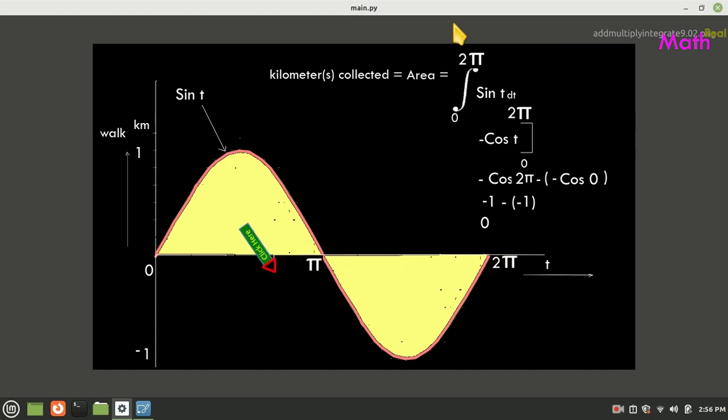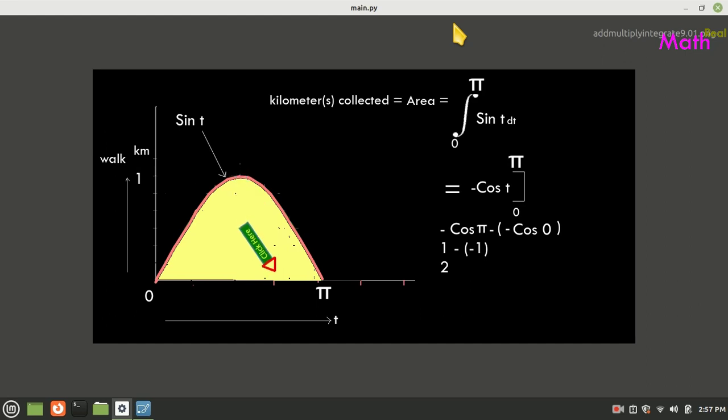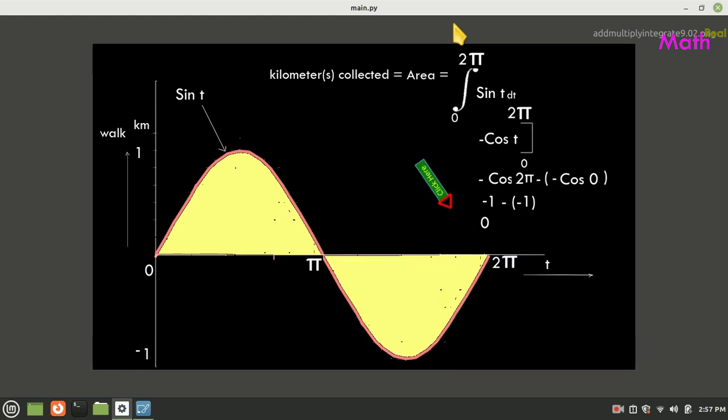What about this? A person walks in a sine wave, and this is the graph I am receiving. How much does he walk? He walks from 0 to 2 pi. The integral of sine t dt is minus cos 2 pi minus cos 0, which is 1 minus 1, so he doesn't walk. The total area in kilometers is 0. If he walks up to 180 degrees, up to pi in radians, then he walks 2 kilometers. If he doubles it, then he walks 0.